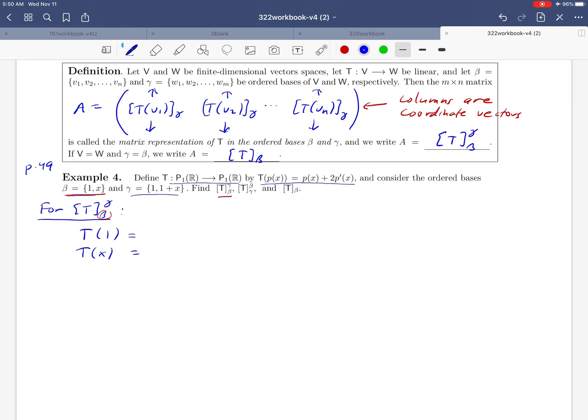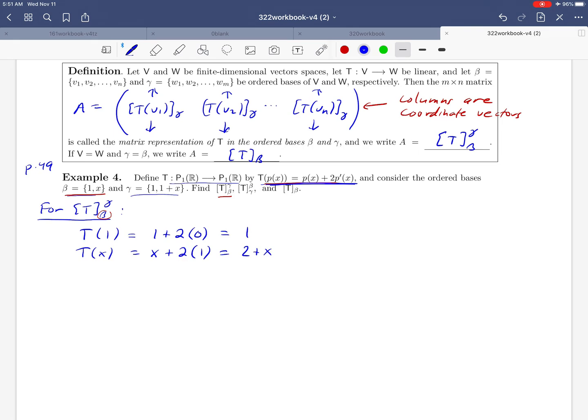And to calculate those, we need to go to our formula for T, which is sitting here. So T of 1 would be 1 plus 2 times the derivative of 1, but the derivative of 1 is 0, so we're going to get 1 plus 2 times 0. That's just going to give us 1. And then similarly, what about T of x? Well, we'll take x and substitute it into this formula. We're going to get x plus 2 times the derivative of x. The derivative of x is 1. So that's going to give us x plus 2. I'm going to switch the order on you and write that as 2 plus x.